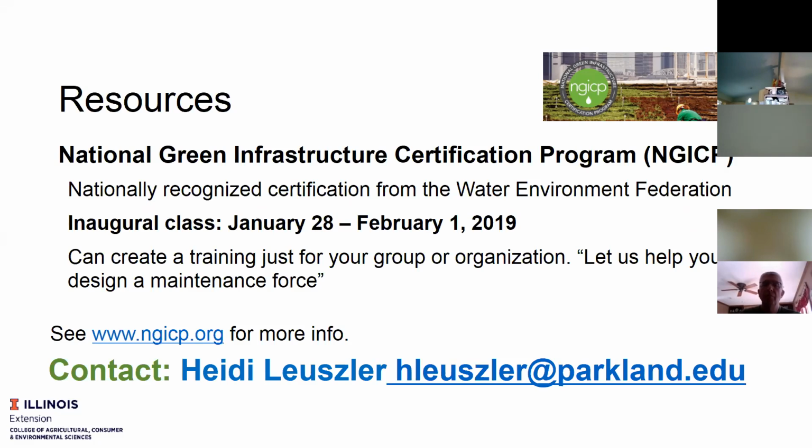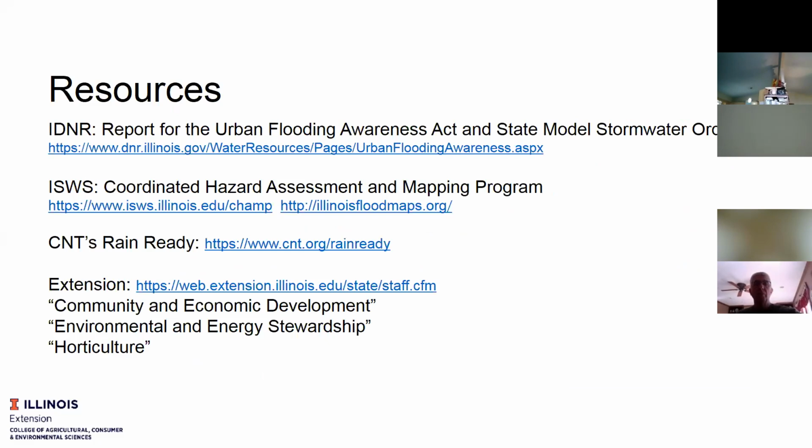I also have a few other resources to share with you. The Illinois Department of Natural Resources wrote that report for urban flooding awareness, and in the back of that report are a number of recommendations, and there are some that are specifically for local governments. I would urge you to take a look at that. One of those recommendations involves ordinances, and they developed a state model ordinance, and that is available at that link as well.